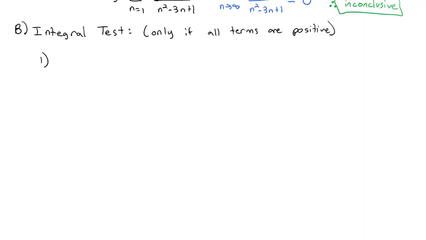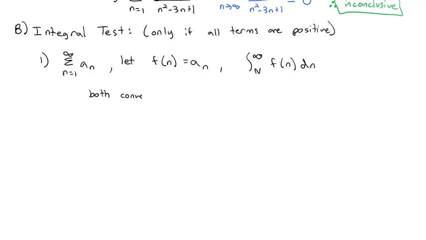But if all the terms are positive, and we're looking at the sum as n goes from 1 to infinity of some series, what we'll do is let the function f of n be equal to the individual terms. And we will take the integral from some number, any number we want, up to infinity of f of n dn. This integral and the original sum will either both converge or both diverge. So if we can take the integral, they will both do the same thing.